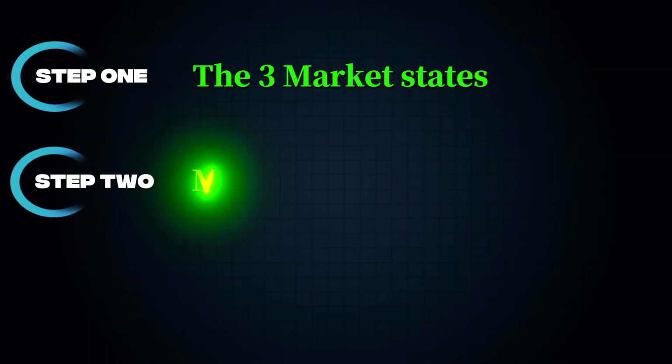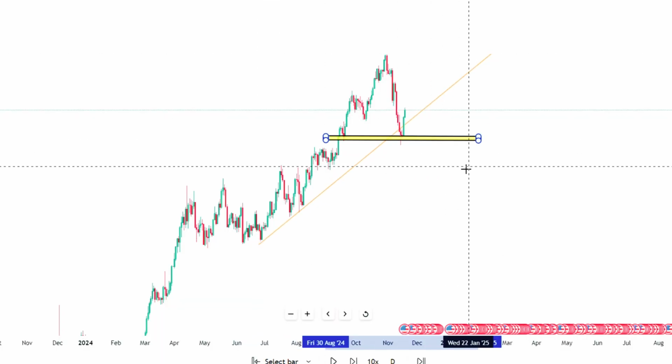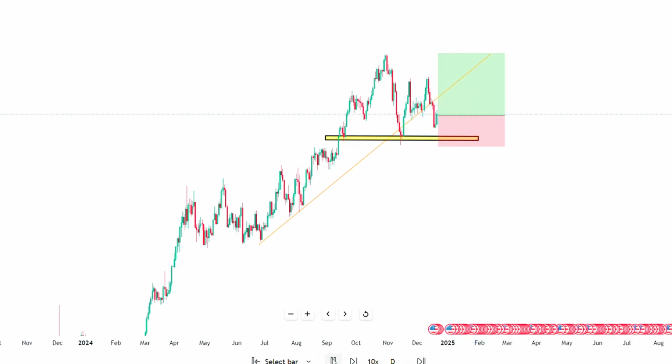Step 2, mapping structure. Once you've identified the trend, map out your swing highs and swing lows. These points are what form your roadmap. In an uptrend, you are looking for price to pull back to a higher low and then break above the last high. That is your signal for a continued trend.